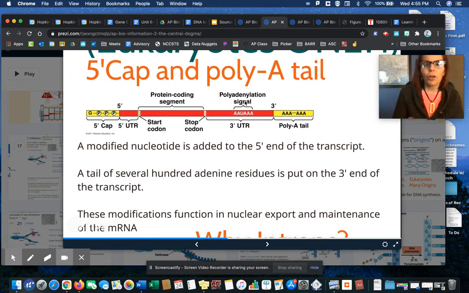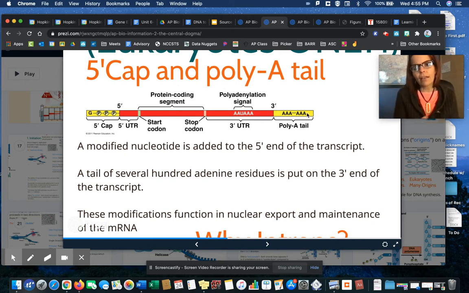There we go. So we have the pre-mRNA that needs to be modified. And so there are three important things that we do to make them mature. This is mature mRNA, and I can tell because it has the 5' cap and it has the poly A tail. These two, the cap and the tail, appear to allow the mRNA easier access out of the nucleus through the nuclear pores. They can get through more easily.